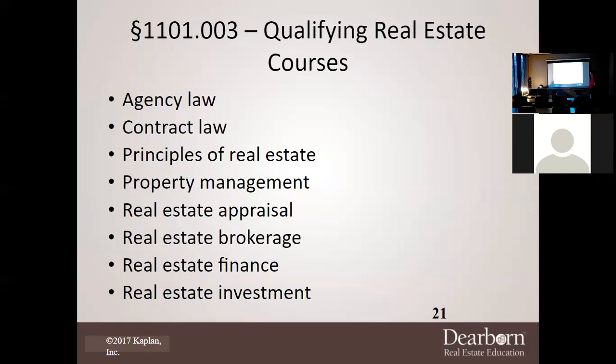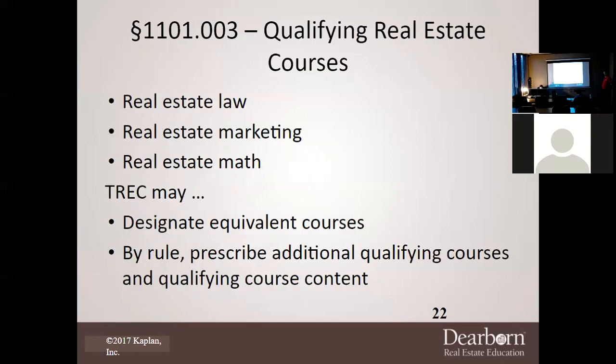If you want to become a real estate broker, you got to take this course, you got to take that course, you got to take the brokerage. If you want to get into appraising, you got to take that one, plus many more. Okay? It's not just one. There's also real estate law, real estate marketing, and real estate math. Now, TREC may designate what's called equivalent courses, but by the rule, they're prescribed additional qualifying courses and qualifying course content. All right?